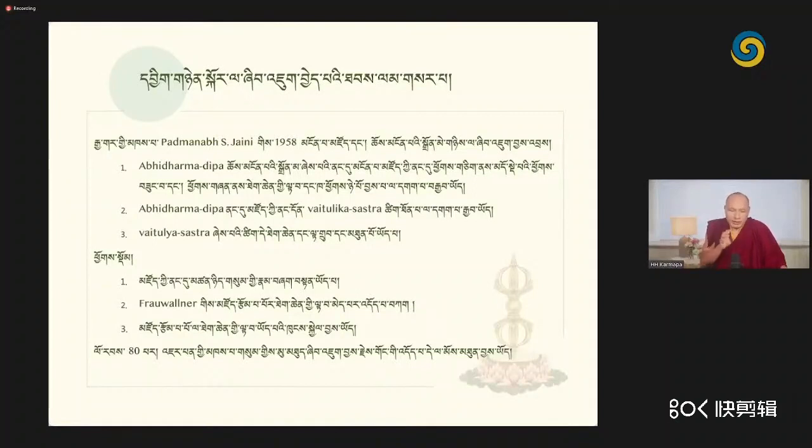Now, in the 1980s, there were three Japanese scholars, and I don't need to mention their names. They continued their own research, and they also supported the position of the Indian scholar Jaini.